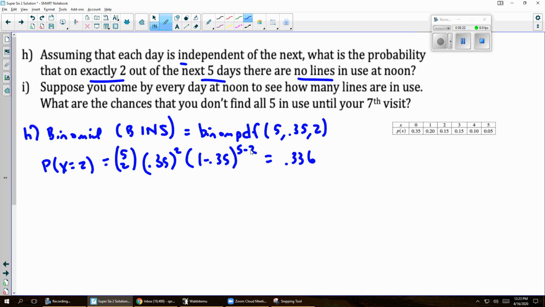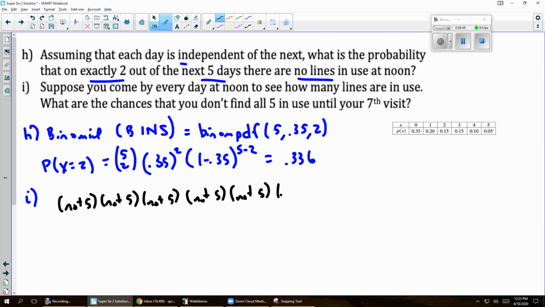Letter I says, suppose you come every day and you want to know what are the chances you don't find all 5 in use until your 7th visit. So I had to think about this for a second. I said, well, what that means is the first day it was not all 5, and the second day it was not all 5, and the third, and the fourth, and the fifth, and the 6th. And then on the 7th day, it was all 5. Maybe I shouldn't use an exclamation point because it's not factorial. It's just me being excited.